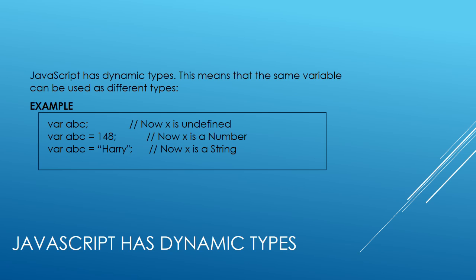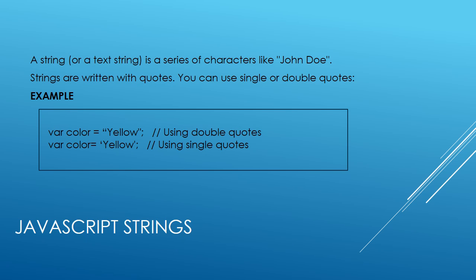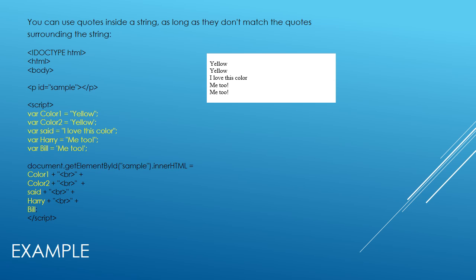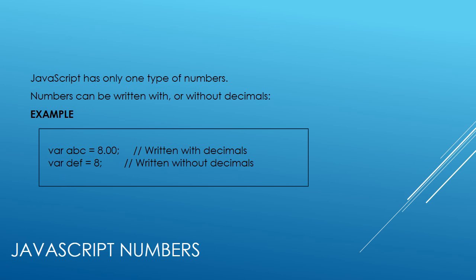JavaScript has dynamic types. This means that the same variable can be used as different types. A string, or a text string, is a series of characters like John Doe. Strings are written with quotes. You can use single or double quotes. You can use quotes inside a string, as long as they don't match the quotes surrounding the string. Adding two numbers will return the sum, but adding a number and a string will return a string.